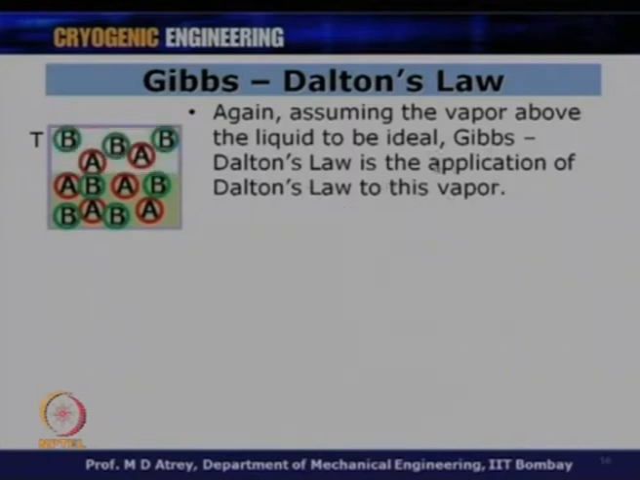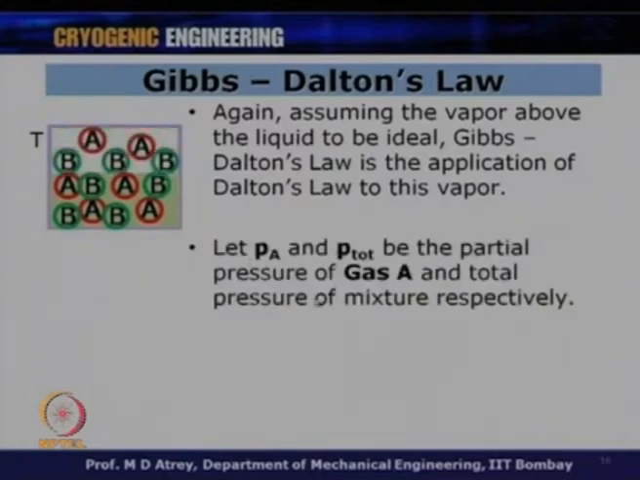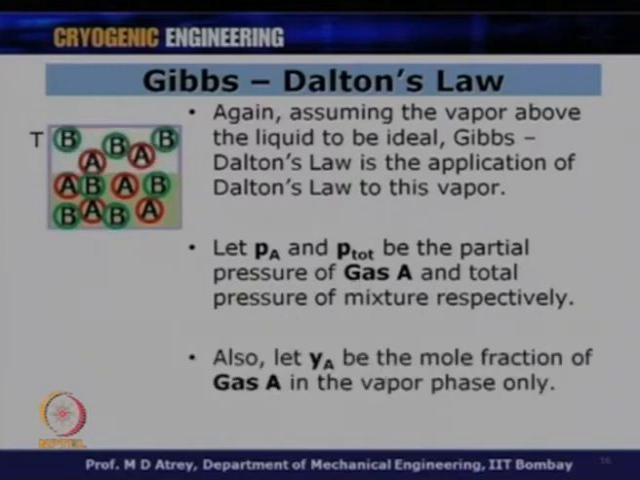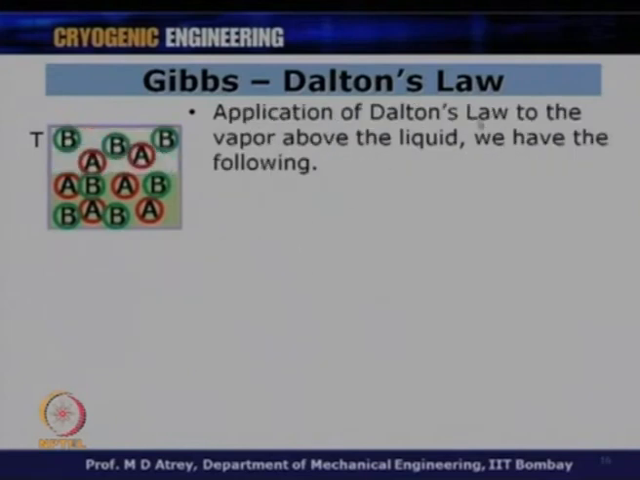What is this showing? Basically, I am applying Dalton's law to this vapor, assuming that the vapor above is behaving ideally, like an ideal gas. So, Gibbs-Dalton's law is nothing but the application of Dalton's law to this vapor. Let P A and P total be the partial pressure of gas A and the total pressure of the mixture respectively, which is what we have seen earlier also. Let Y A be the mole fraction of gas A in the vapor phase, the same nomenclature as we used earlier. The application of Dalton's law to the vapor above the liquid gives us the following.